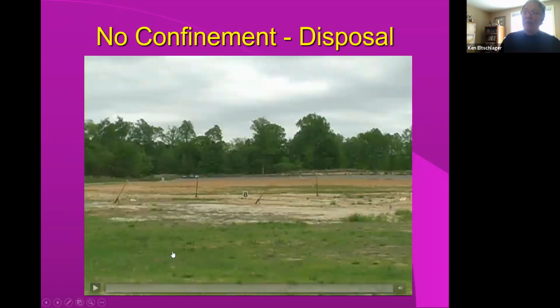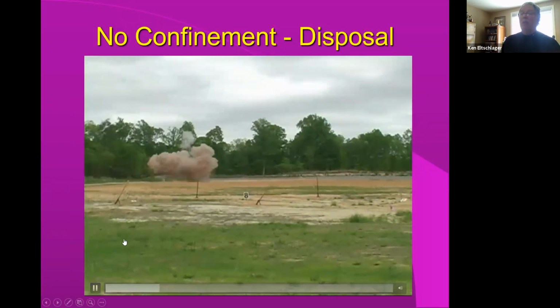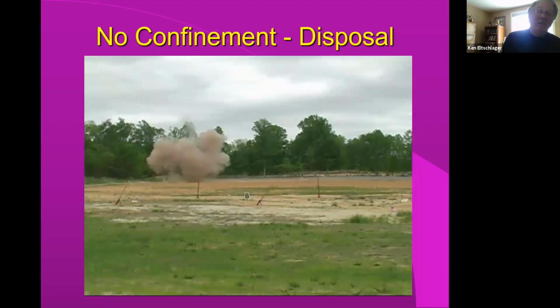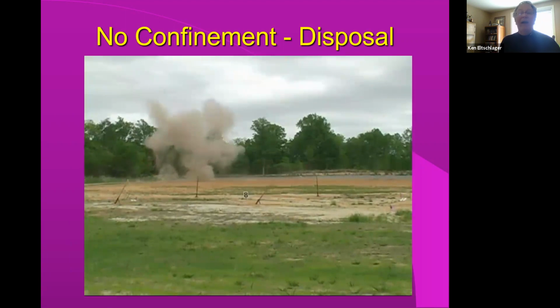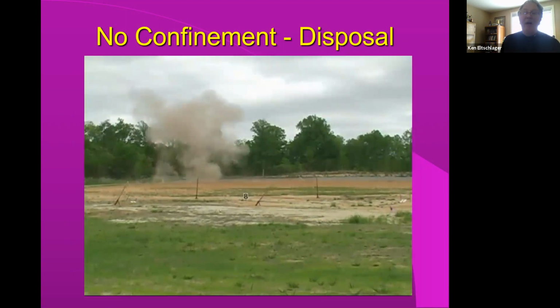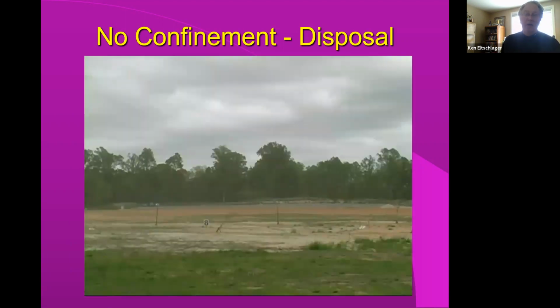This takes you to the disposal range. This is on an ATF range that I taught a class at a number of years ago. They're going to do a couple open air detonations. First one was 25 pounds Unimax. At 1,000 feet, I got an air blast reading of 144.